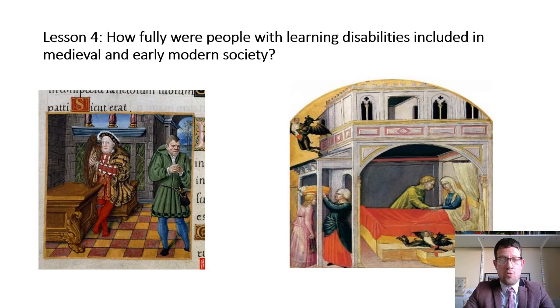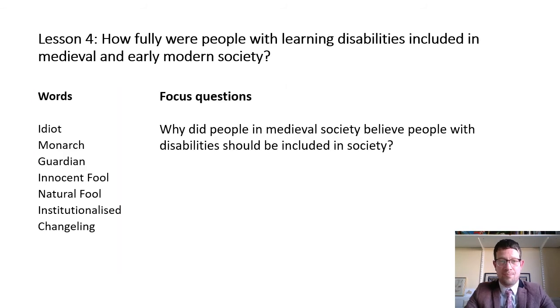In lesson 4, we push beyond the ancient period and move towards the medieval and early modern society. The Tudor and Stuart period, which many school children are familiar with, is part of the early modern period. The two pictures, which I will come back to later, show Will Sommer, who was one of Henry VIII's innocent fools, and on the right, a depiction of a changeling. And I'll come back to that in just a moment too.